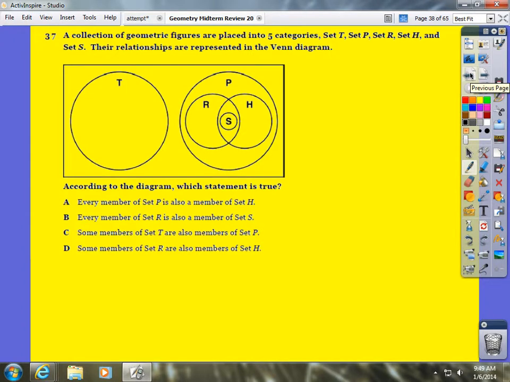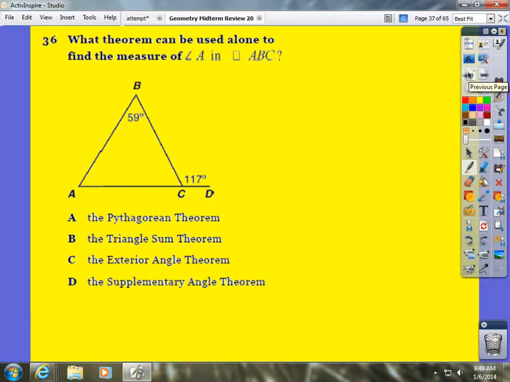What theorem alone can be used to find angle A? Well, we could use this equals this one plus this one. That is the exterior angle theorem. Okay, the exterior angle theorem. That would be enough by itself to prove it.